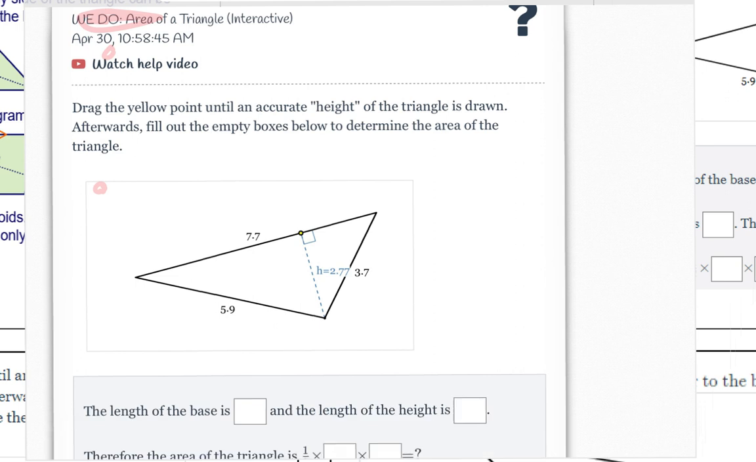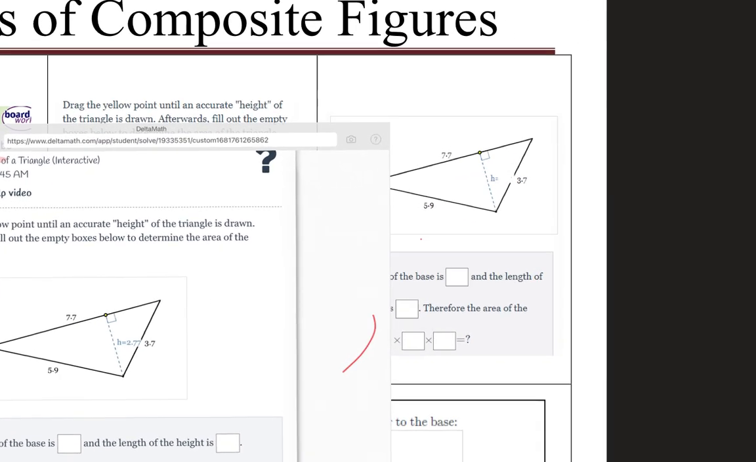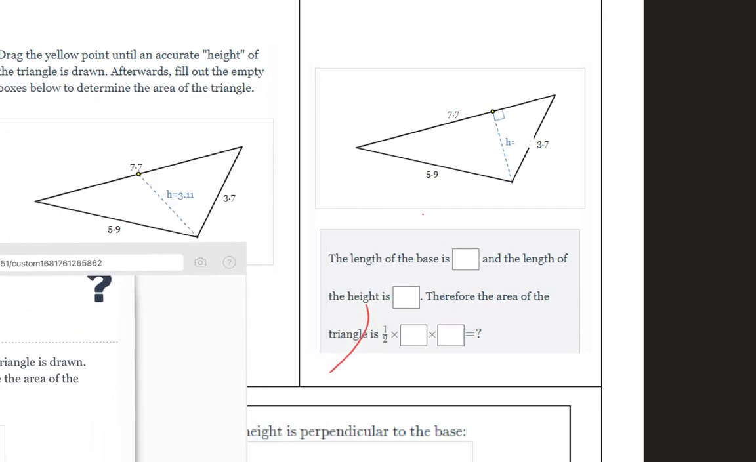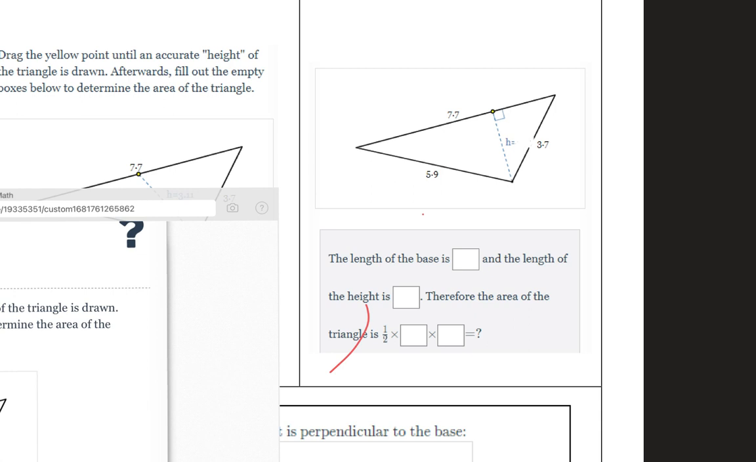Okay, so now that I know that my height is 2.77, and I know that my base, the whole base, is 7.7, now I can use that to write in my formula. Okay, so that's all we need to know on that, is using that to find our height. So let's type in our information over here. We said the length of the base is 7.7, right? The height is 2.77.